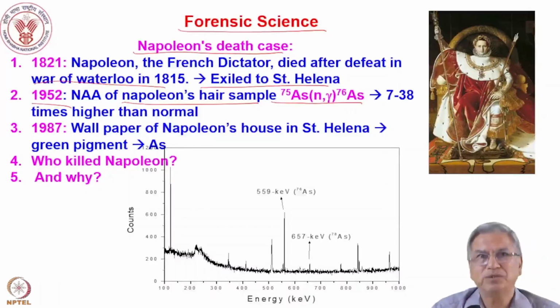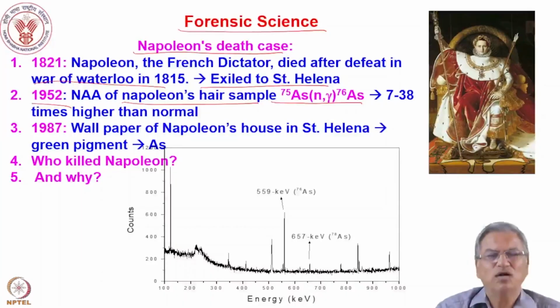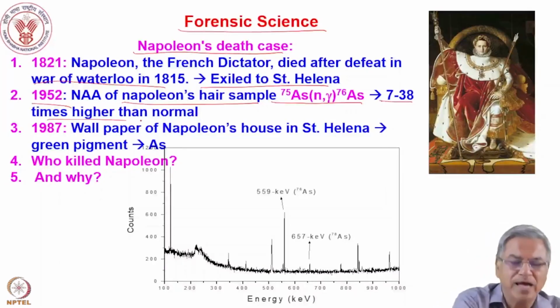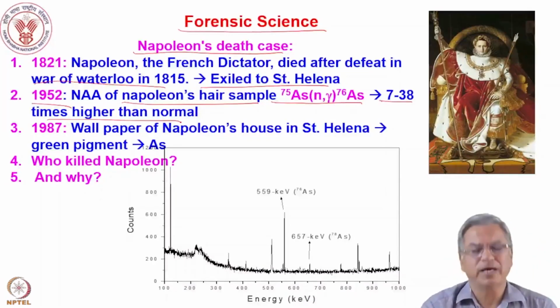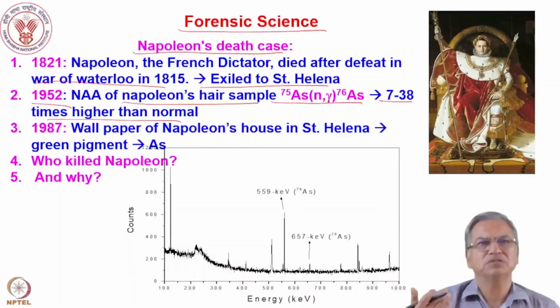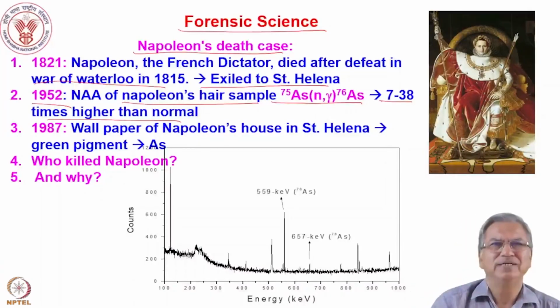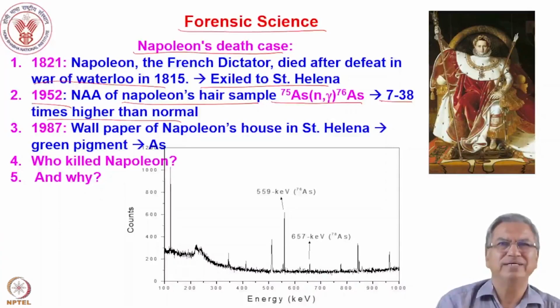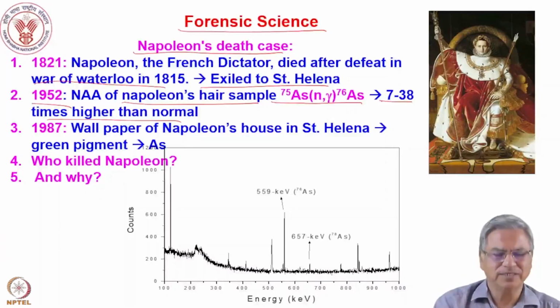Arsenic is monoisotopic, so you get arsenic-76 by the (n,gamma) reaction. And what was found was that the activity of arsenic-76 in Napoleon's hair sample was 7 to 38 times higher than what you get in normal hair. So there was no doubt that Napoleon's hair had a very high concentration of arsenic compared to normal. The question was whether Napoleon was poisoned with arsenic or not.